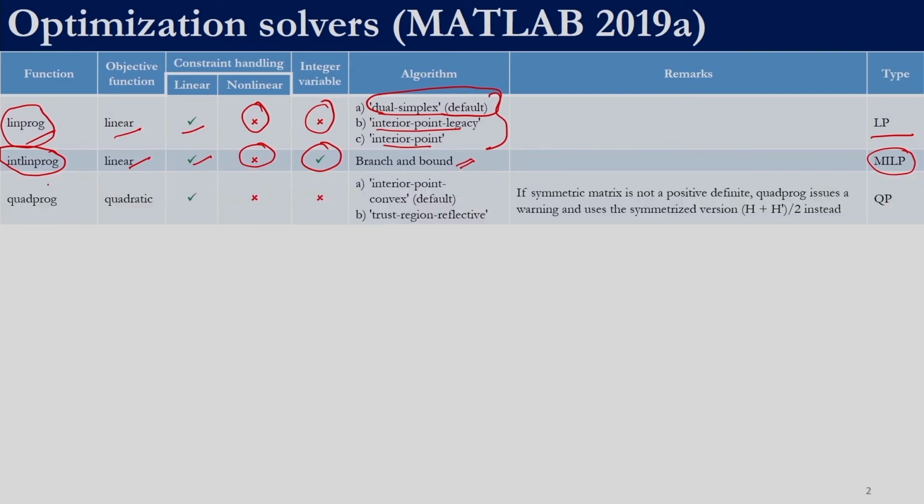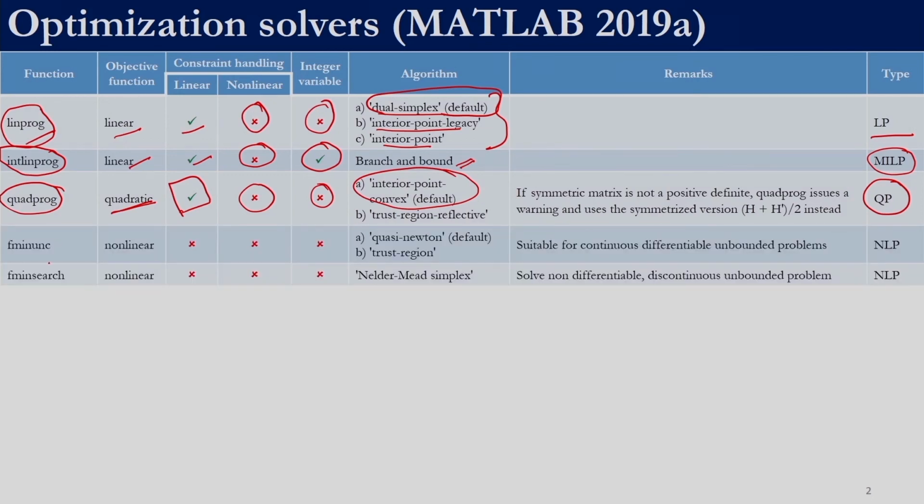Then we have quadprog. This is for solving quadratic problems or QP problems in which the constraints need to be linear, the objective function can be quadratic, it does not support nonlinear constraints, and it does not support integer variables. There are two algorithms which can be used to solve quadratic programming problems. One is the interior point convex method, the other is trust region reflective. The default option is the interior point convex method.